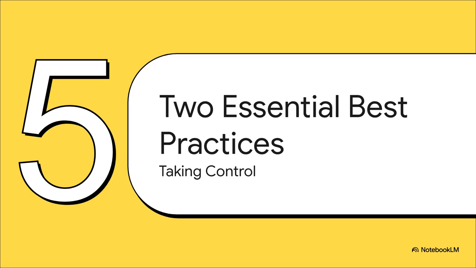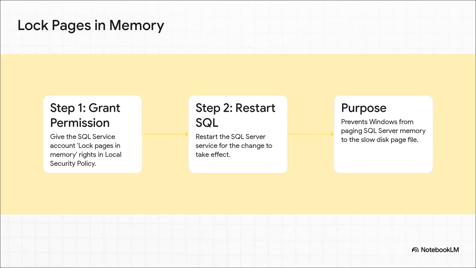Okay, so now you get the architecture and you know how to monitor it. That's fantastic. But let's shift gears from just watching to actually doing. Let's talk about 2 fundamental settings that can dramatically improve the stability and performance of your SQL Server. First up, lock pages in memory. Now, this is a Windows permission you grant to the SQL service account, and what it does is powerful. It essentially tells the Windows operating system, hands off, this memory belongs to SQL Server. Don't you dare move it to the slow disk-based page file.